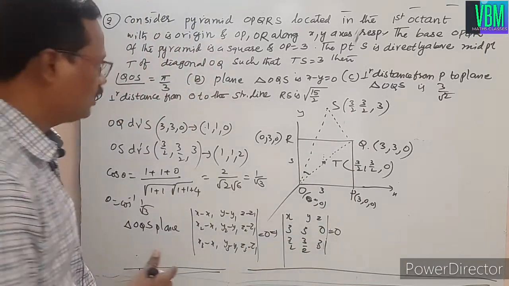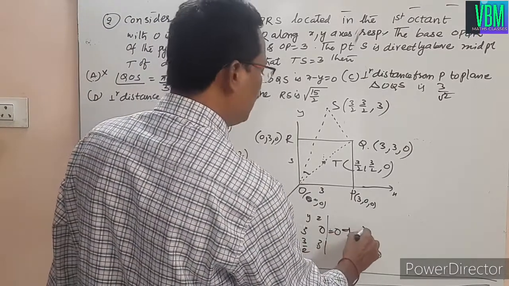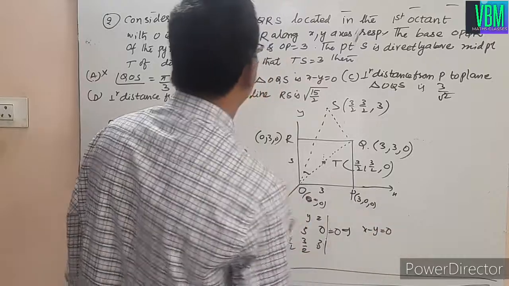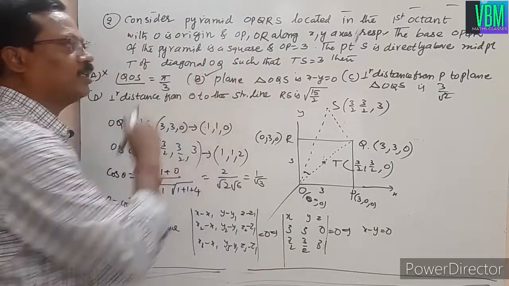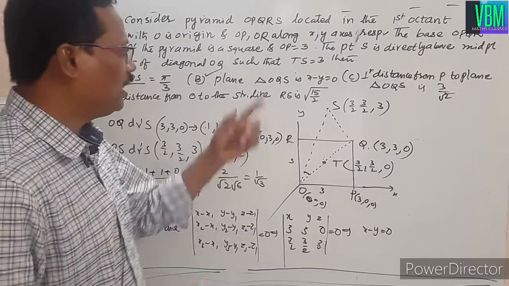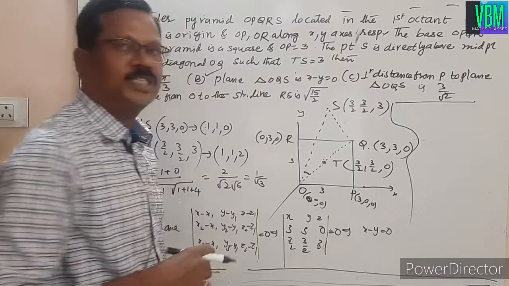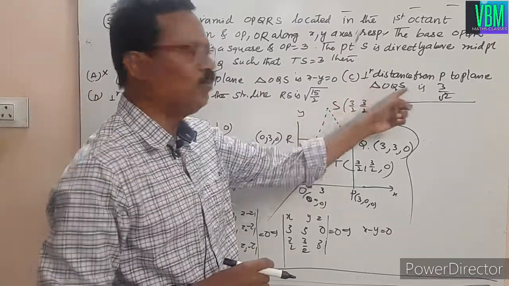Right? And simplify, now by finding the determinant, we get x minus y is equal to 0. Therefore, option B is correct. Option B is correct. Now let us see the C option. What is the C option? Perpendicular distance from P to the plane OQS.